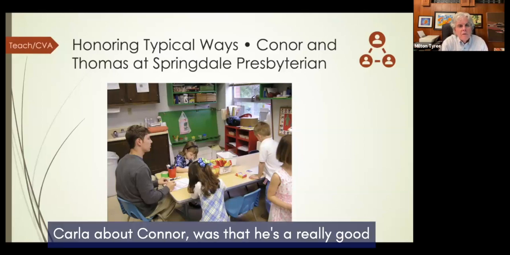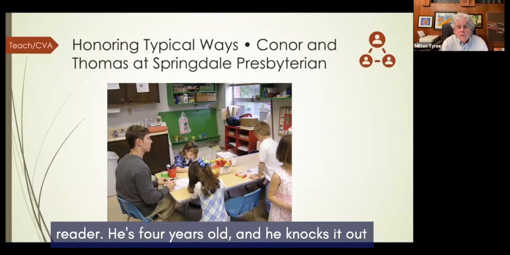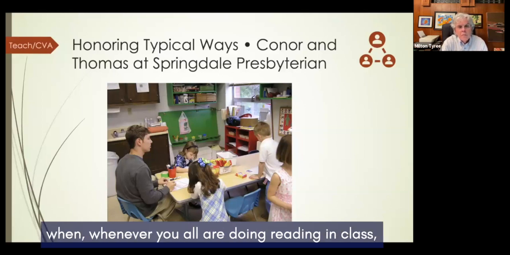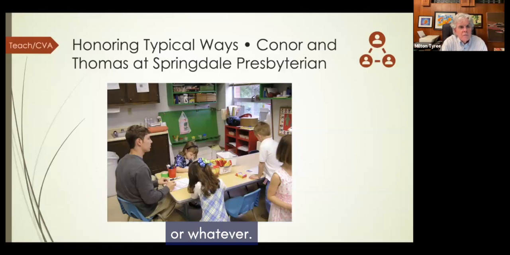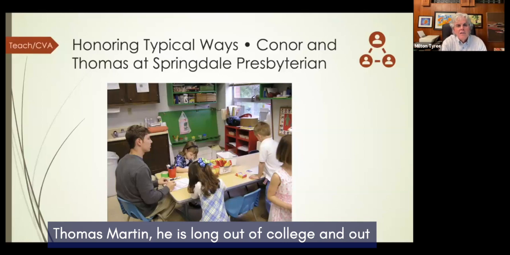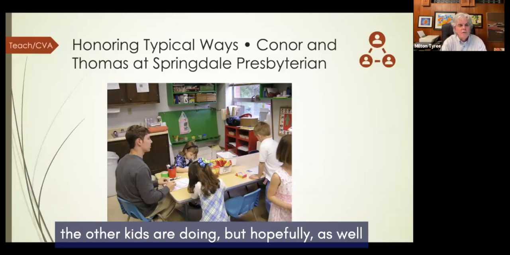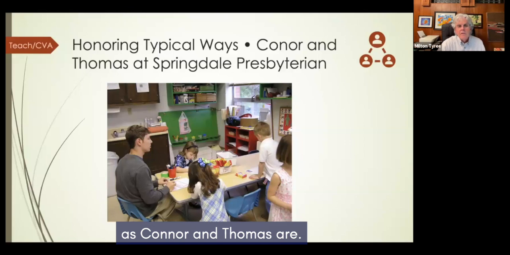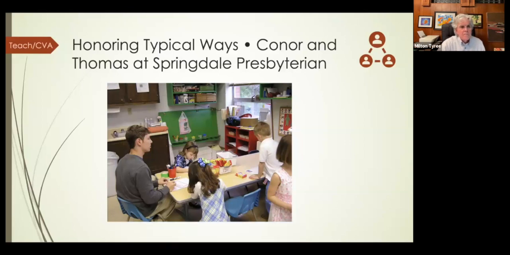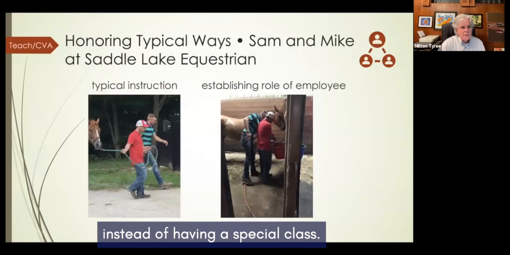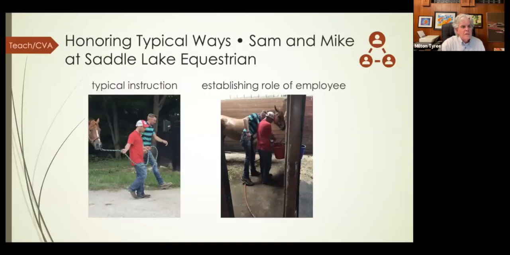Oh, and the other thing that we told Carla about Connor was that he's a really good reader. He's 4 years old and he knocks it out of the ballpark. So this would be something that Connor would really excel at whenever y'all are doing reading in class or whatever. Thomas Martini is long out of college and a successful adult. And I don't know what all the other kids are doing, but hopefully as well as Connor and Thomas are. So that's an example of honoring typical ways instead of having a special class.